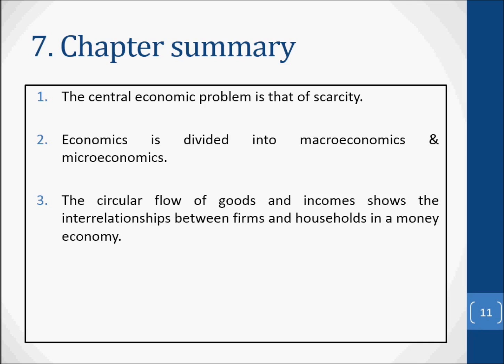Eventually, we saw that the circular flow of goods and services shows the interrelationships between businesses and households in a money economy. Firms and households come together in markets. So in goods markets, businesses supply goods and households demand goods. In the process, money flows from households to firms in return for the goods and services that the firms supply. In factor markets, firms demand factors of production and households supply them. In the process, money flows from firms to households in return for the services of the factors that households supply.